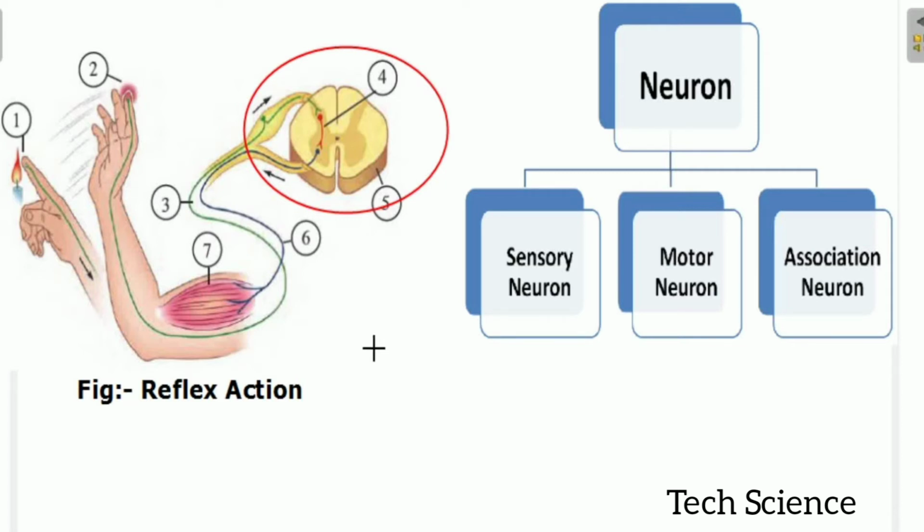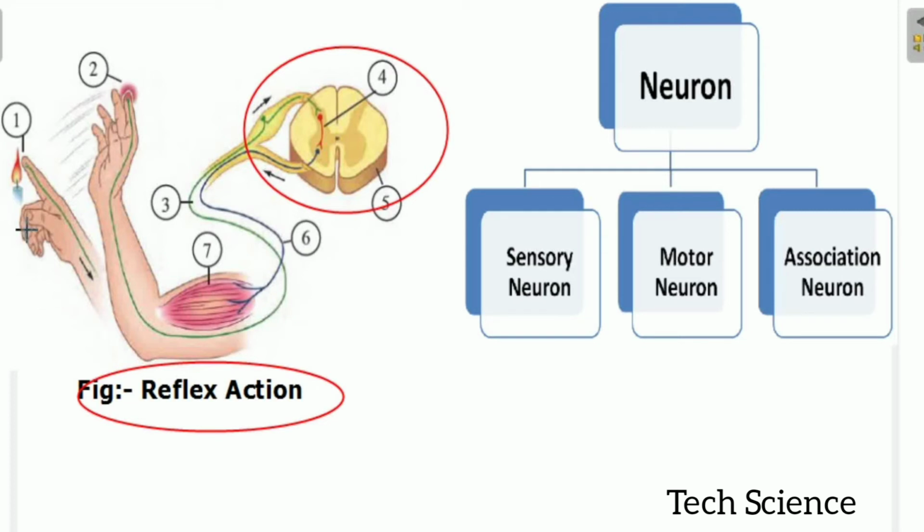An immediate and involuntary response to an action that has been performed is called a reflex action. It is called a reflex action. Example: observe this diagram. What happened here? In this diagram, what is the scenario?